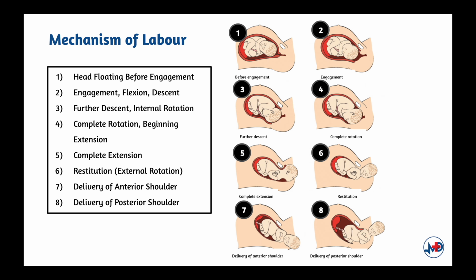And finally, expulsion. After the fetus's head is delivered, further descent brings the anterior shoulder to the level of the pubic symphysis, and the anterior shoulder is then rotated under the symphysis, followed by the posterior shoulder and the rest of the fetus.